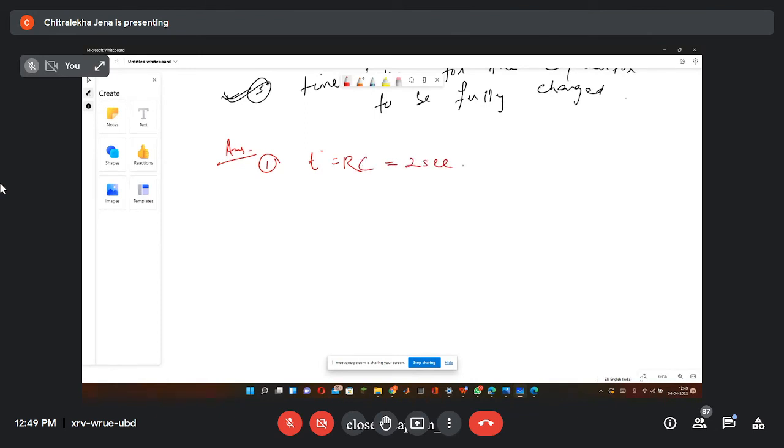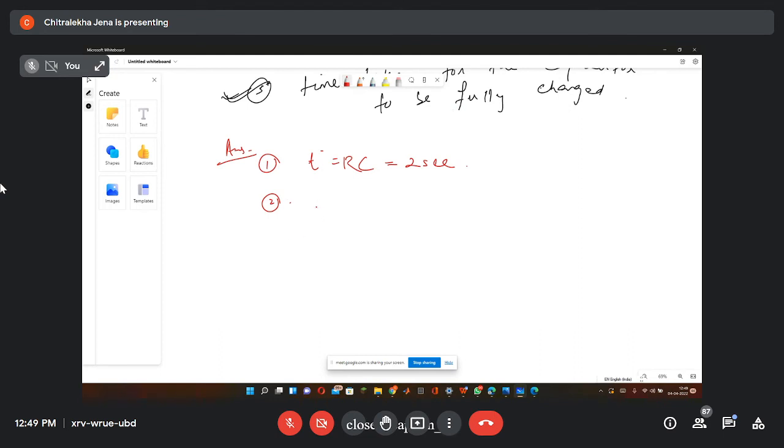2 seconds. Number 2, initial charging current: initially what is the current? You see, this is the charging condition. Whatever I have taught you about the charging of the capacitor: what is the current in the capacitor at the instant I close the switch for charging? What was the current? Tell me. Zero, ma'am? Ma'am, V by R. V by R. Okay, okay.